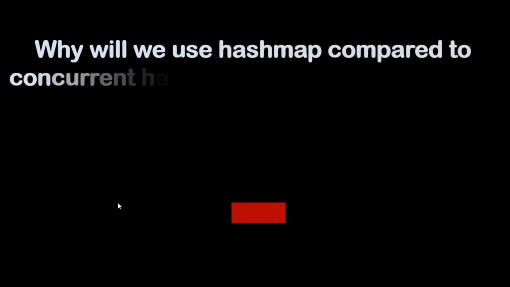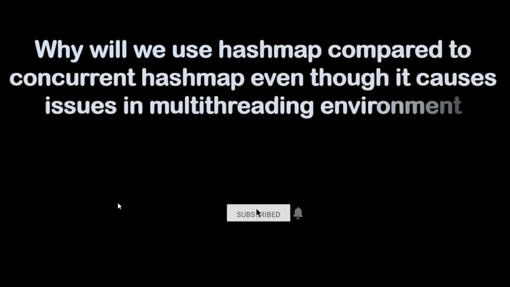Now the next question: why will we use HashMap compared to ConcurrentHashMap even though it causes issues in a multi-threading environment? I don't think there is any such rule that we have to use HashMap. We can have a debate with the interviewer on this. If the requirement is not suitable for HashMap, we will not use HashMap. There is no such thing as using HashMap instead of ConcurrentHashMap. Ideally, ConcurrentHashMaps are used in multi-threading environments, but yes, we can debate on this.